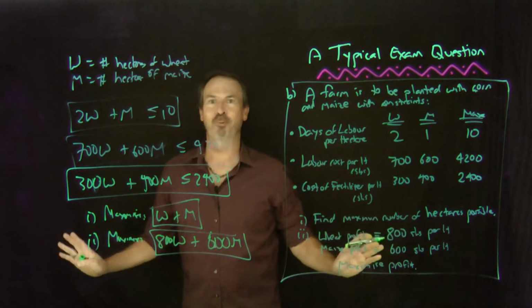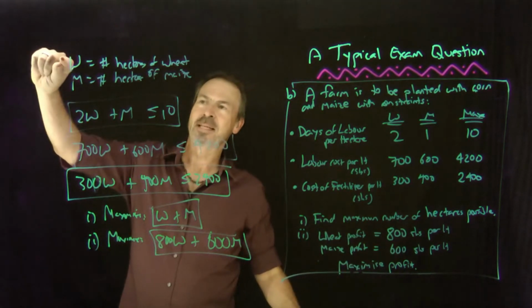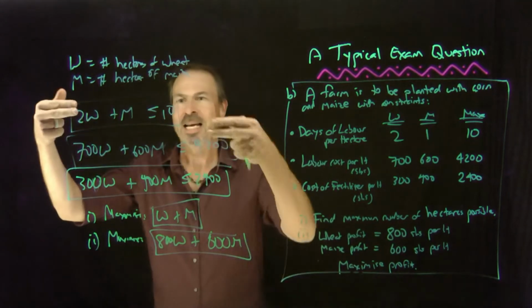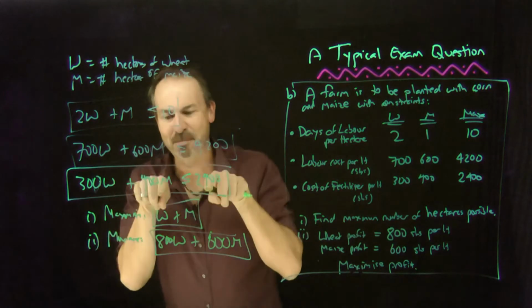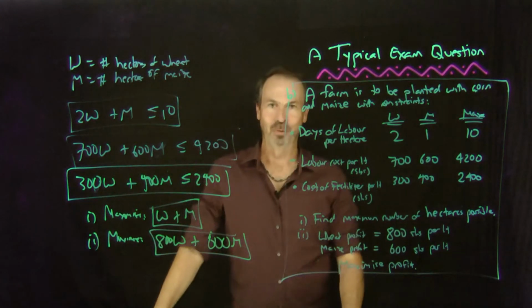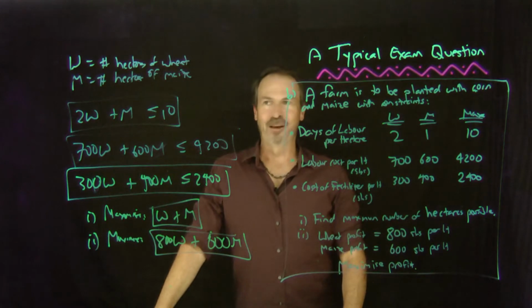So here's what the math problem is. If W is the number of hectares of wheat I've got, M is the number of hectares of maize I've got, here are the constraints, please find the maximum for that as part 1. Please find the maximum value of that as part 2. All right, I guess I've filled up my entire screen.